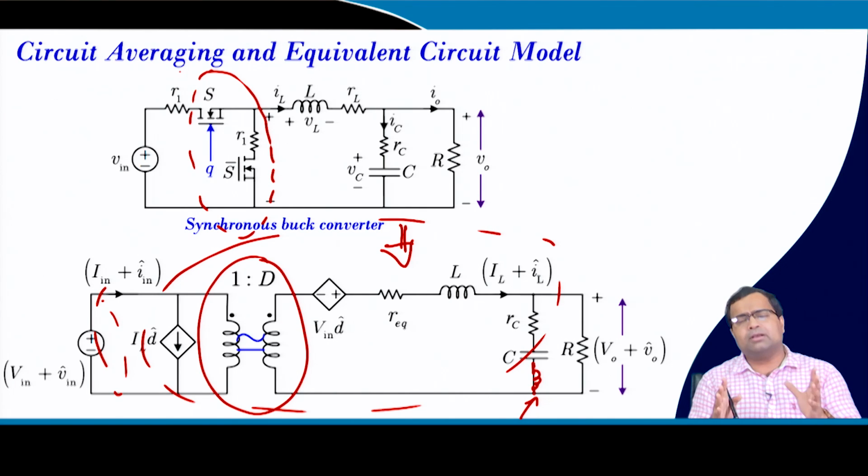And for the same parasitic inductor, capacitor, everything, the transfer function using the circuit average model and the state space model are identical.